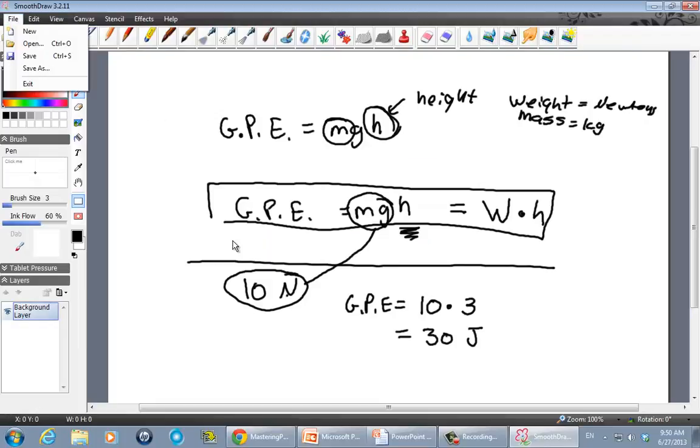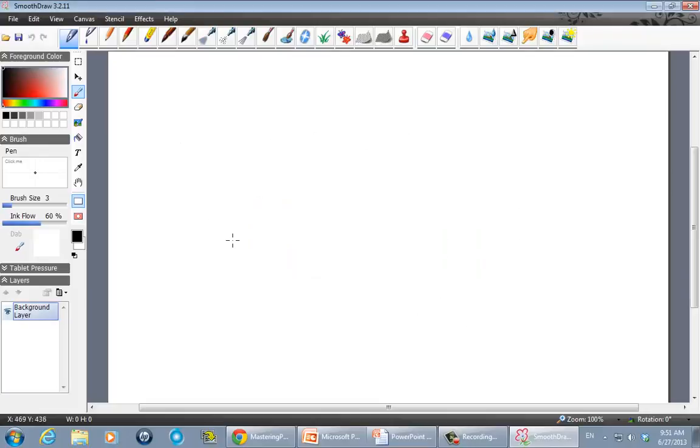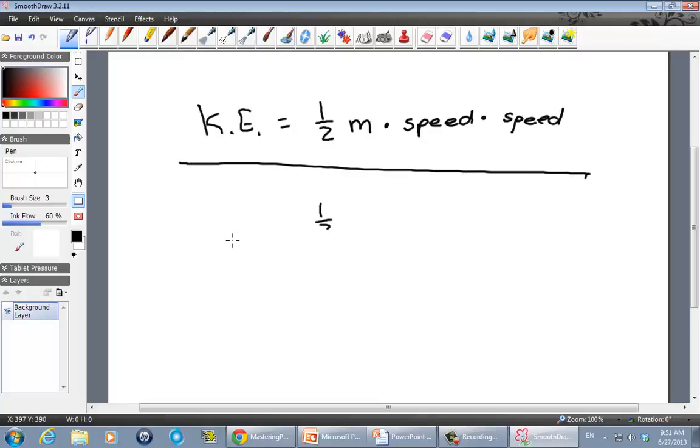So kinetic energy equals 1/2 mass times speed times speed. And let's remember what I said about that. If we double the speed, so we make each of these 2 times, then our kinetic energy will be 4 times because it's 2 times times 2 times.